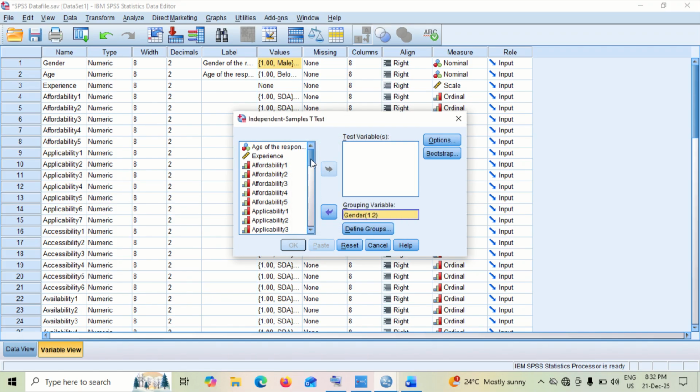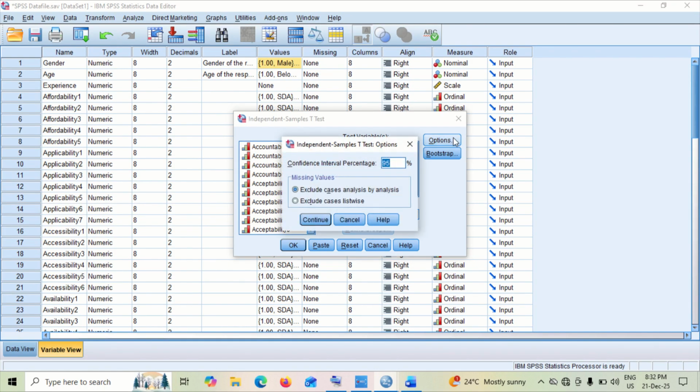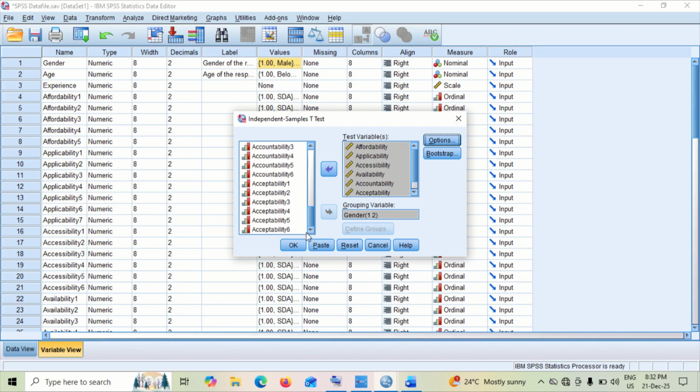Thereafter, we have to select the continuous scale variables, that is the 6 components and the overall adoption level. Move them into the right side, that is, test variable or variables. Then click Options. We can see the confidence interval percentage, that is 95%. It means the significance value is compared with the 5% level. Then click Continue. Thereafter, OK.